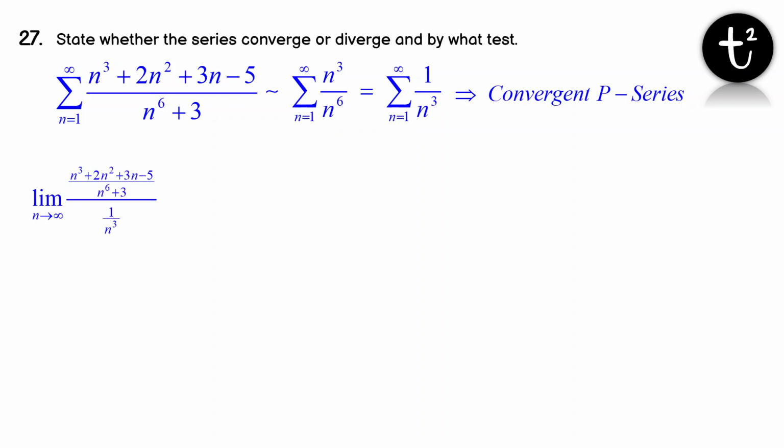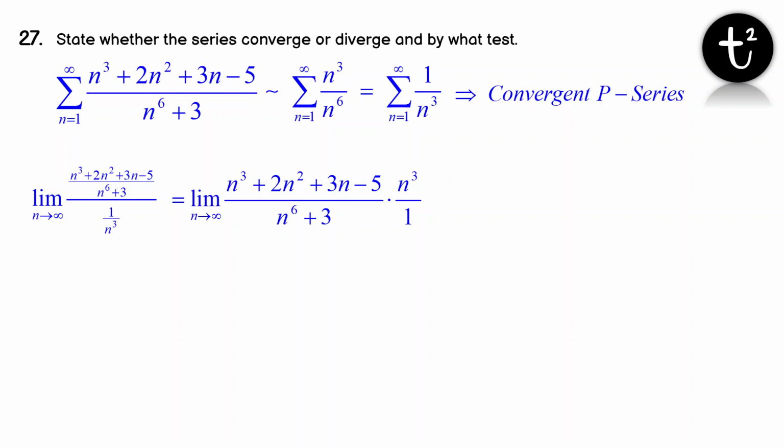So I will find the limit as n goes to infinity of the n cubed plus 2n squared plus 3n minus 5 over n to the power 6 plus 3, entire quantity divided by 1 over n cubed. A first step here would be to get rid of the complex fraction, and we do that by bringing the denominator up, multiplying by the reciprocal. So we'll multiply by n cubed over 1.